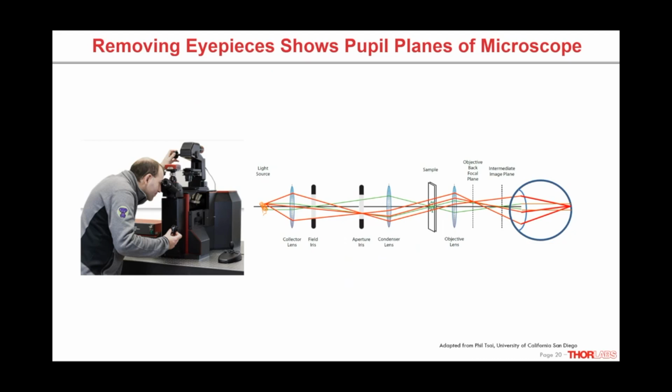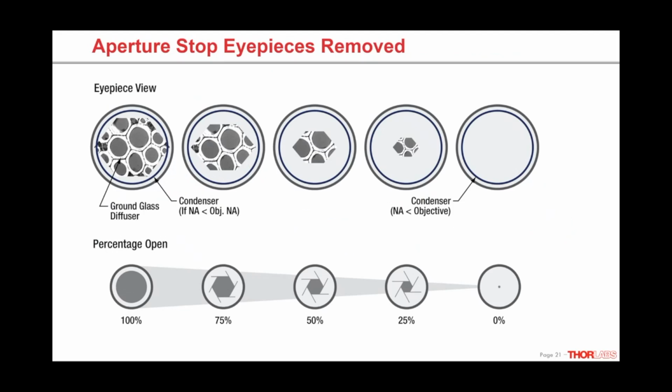If you are looking through a microscope without the eyepieces in, you will see this. You will see the ground glass diffuser in the image, or the light source itself. And as you close down the aperture diaphragm, you will see this close down in your image. In addition, if the condenser numerical aperture is less than the objective numerical aperture, you will see the condenser in this image as well.